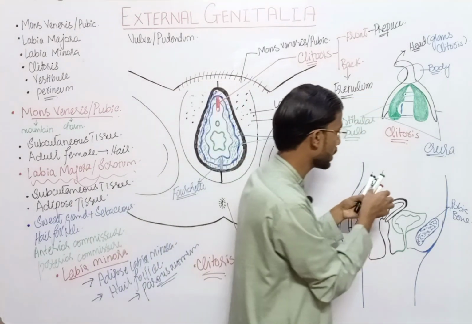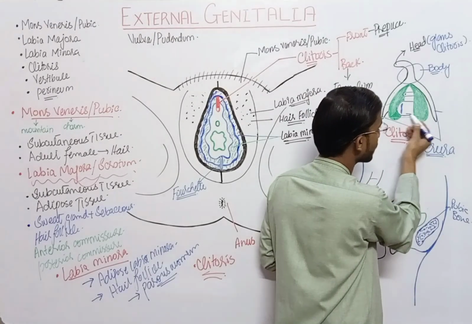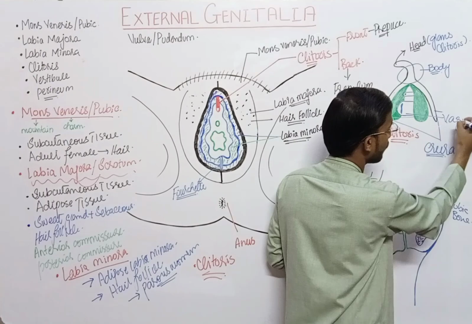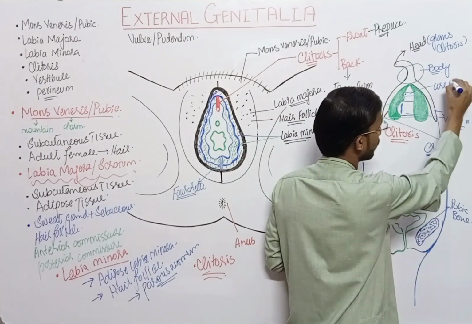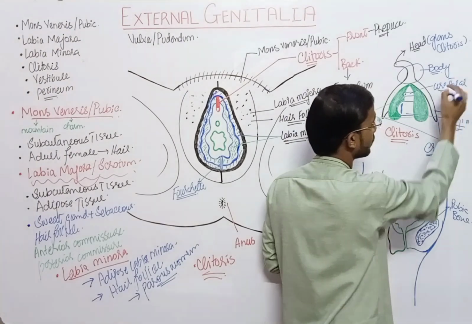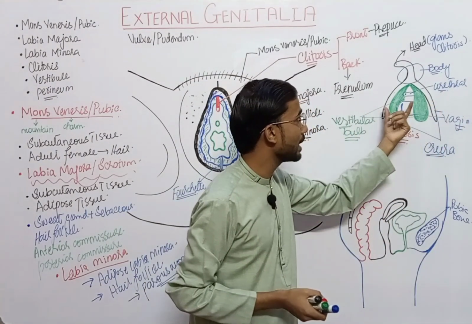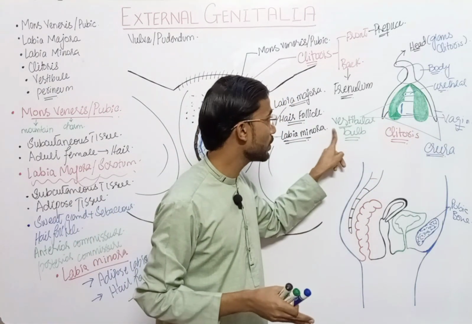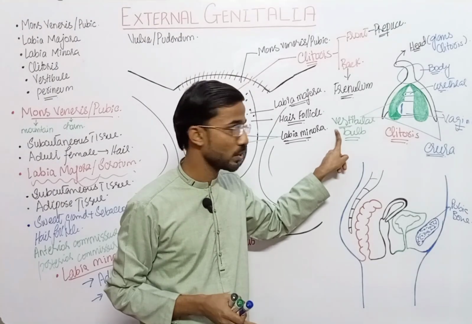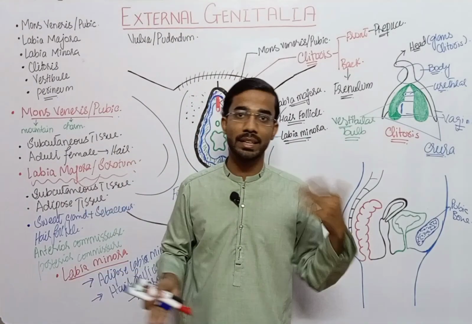And here at the below side is the vaginal opening, and upside is the urethral opening. So these are the two openings, vaginal and urethral. And at either side of them, you will see the vestibular bulbs, present at the left and the right side.